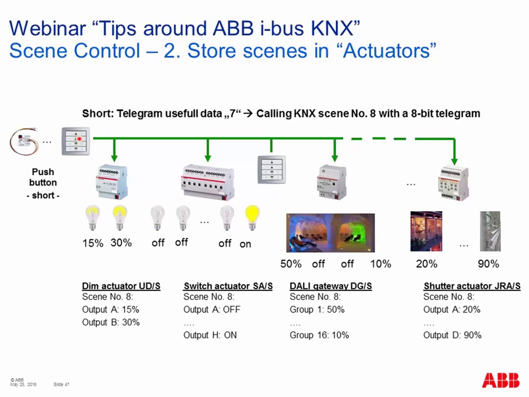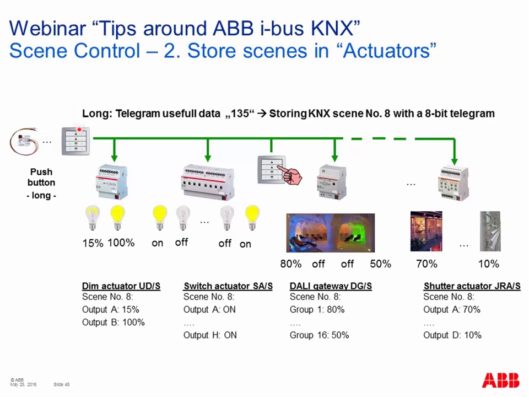Then we press maybe one side of the rocker. We call scene number 8 on our bits. In the telegram we have the data 7, and then all devices follow exactly this value by sending only one telegram to all our thousands of KNX devices.